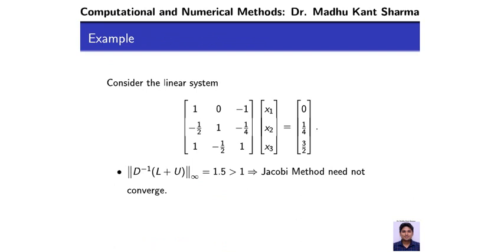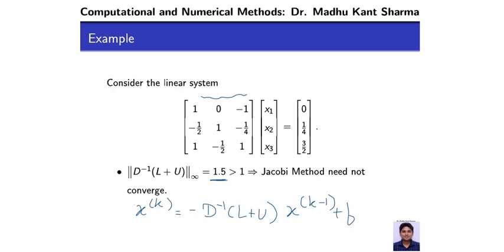Let's consider another system as an example. Here we have the following example. If you look at the coefficient matrix and at Jacobi's method, xk equals minus D inverse of L plus U times xk minus 1 plus B, if you recall. Now the infinity norm of D inverse L plus U is going to be 1.5, which is greater than 1. For this particular system, you can verify that.